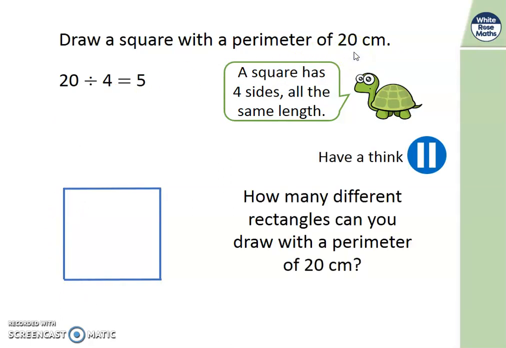And that's the perimeter. I'd like you to pause and think, if I don't have a square, what about if I had a rectangle? What different ones could I draw with a perimeter of 20 centimeters? Remember, opposite sides are equal. 2 of the sides are long and 2 of the sides are shorter. Pause the video while you have a go at doing that.